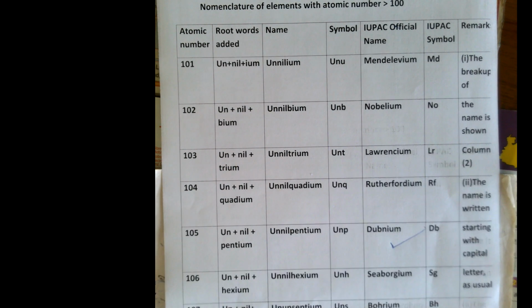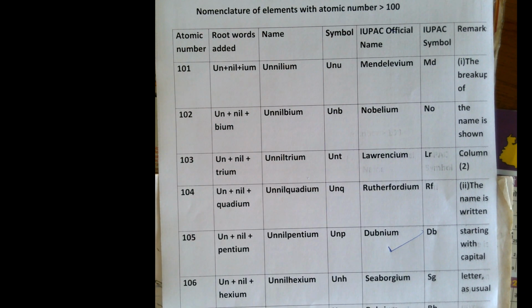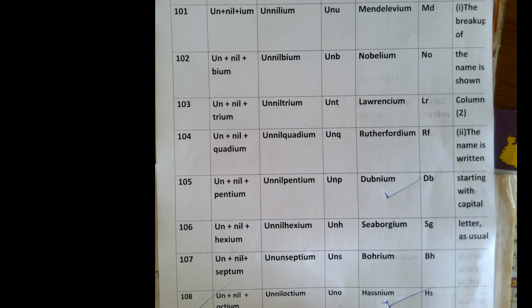So similarly, 108 was unniloctium: un for 1, nil for 0, and octium. Unniloctium makes 108, and thereafter the symbol is Uno. And later on it was identified and the official name was given as Hassium, symbol Hs. But still there are so many elements whose names could not be identified, and they have to be officially recognized later, and their names will be given.